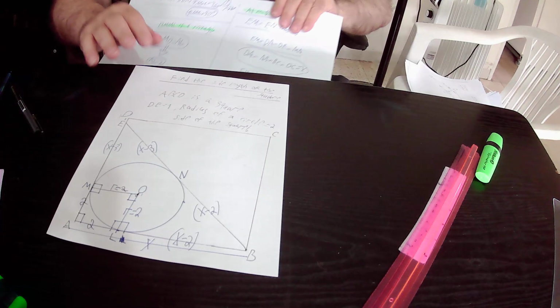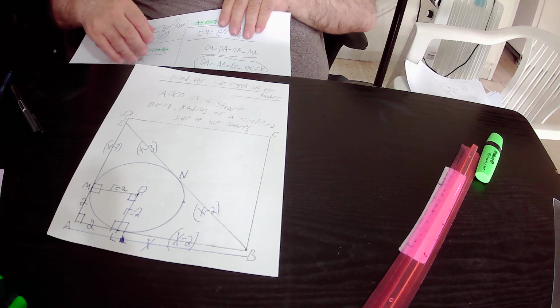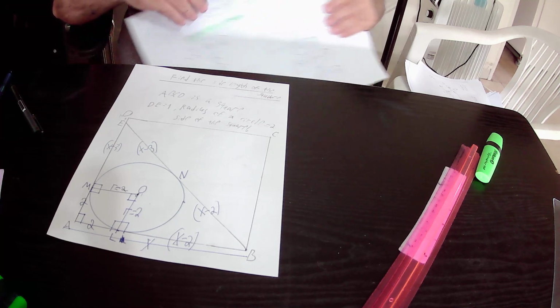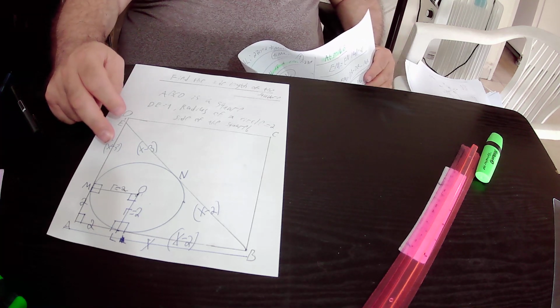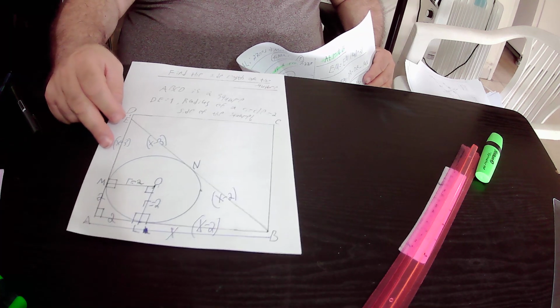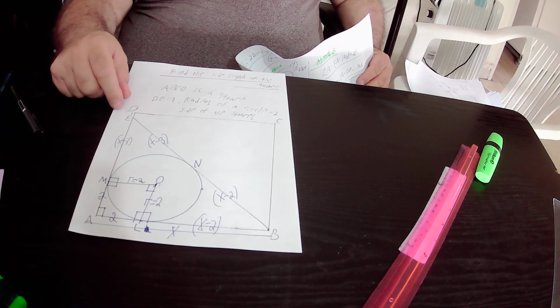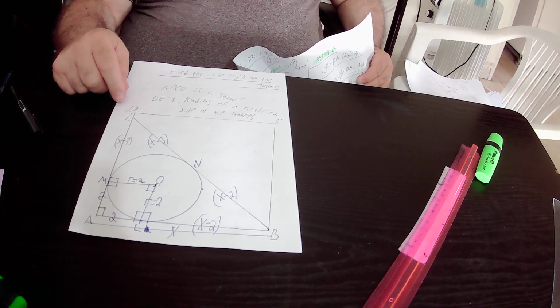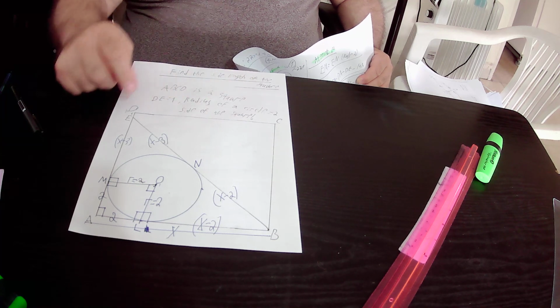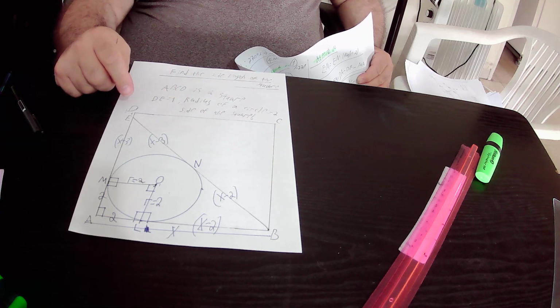In the first question, we have square ABCD. We know that the radius of this circle is equal to 2 units, and we know that the short line segment D equals 1 unit, and we want to find out the side length of square ABCD.